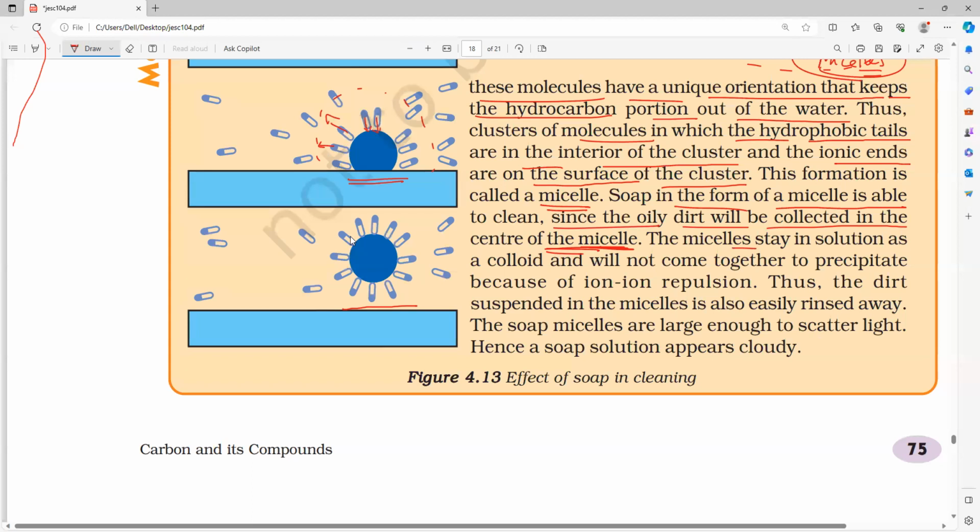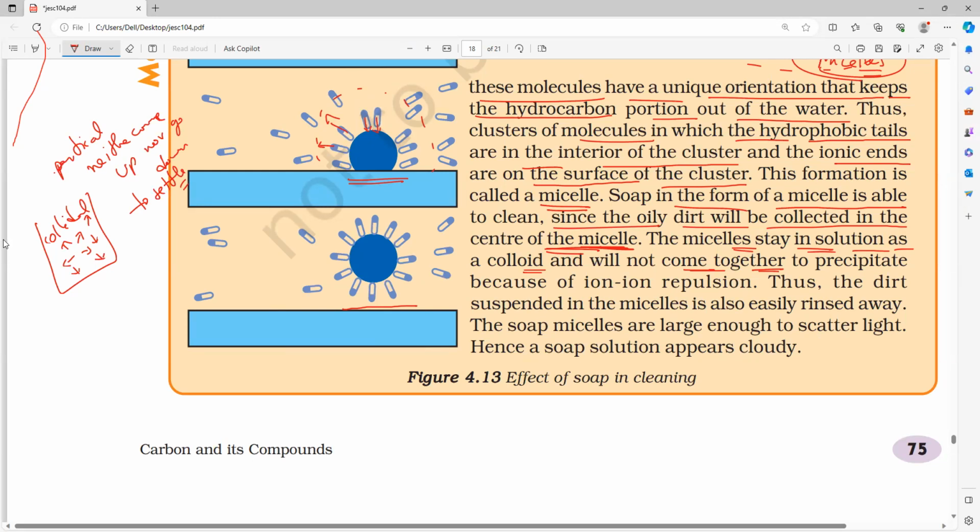Now, these micelles stay in the solution as a colloid and they will not come together. You might remember the colloidal solution. So what are colloidal substances? Particles that will never settle down. Particles neither come up nor go down to settle. That is why the particles are always floating. They will never settle up or down on the surface or bottom.